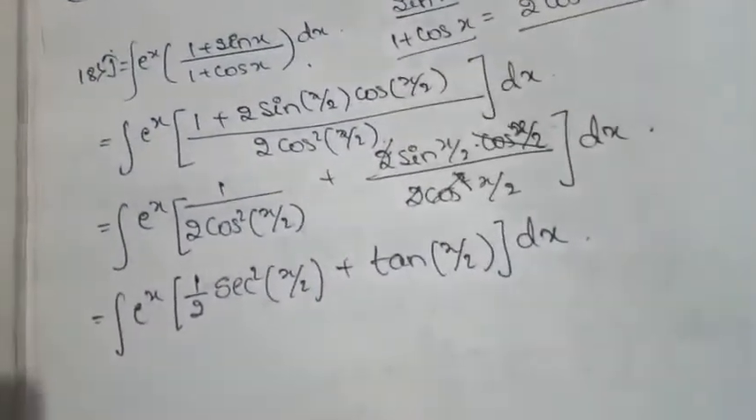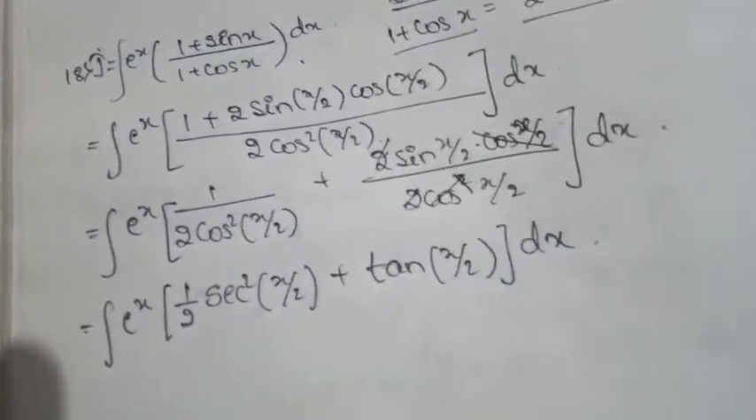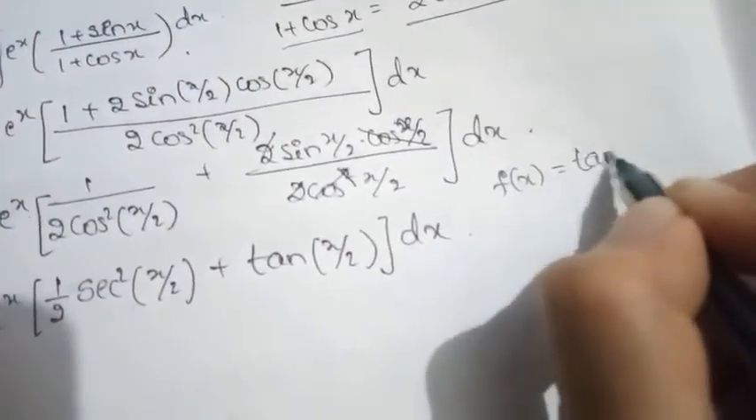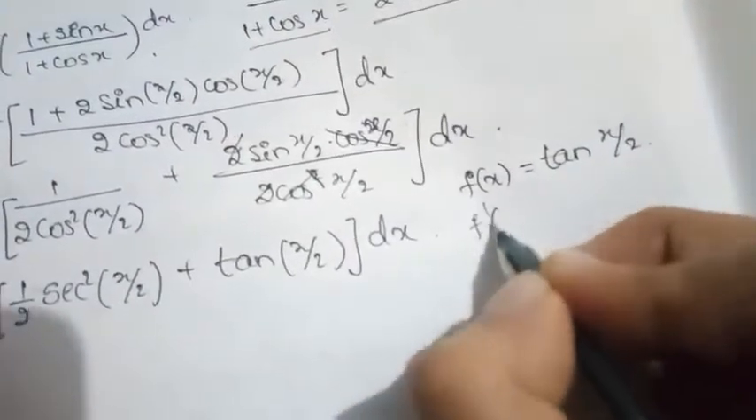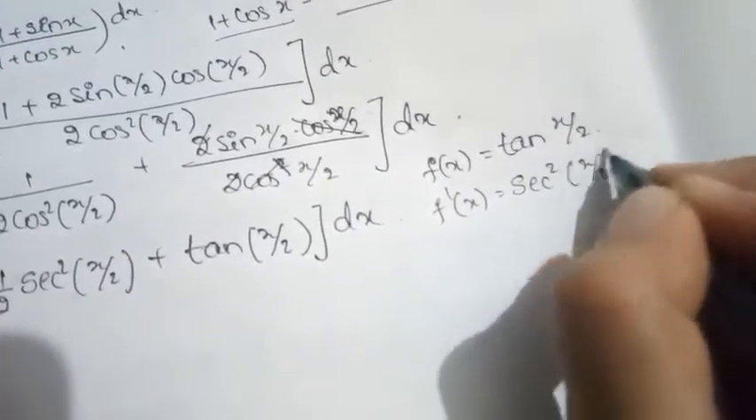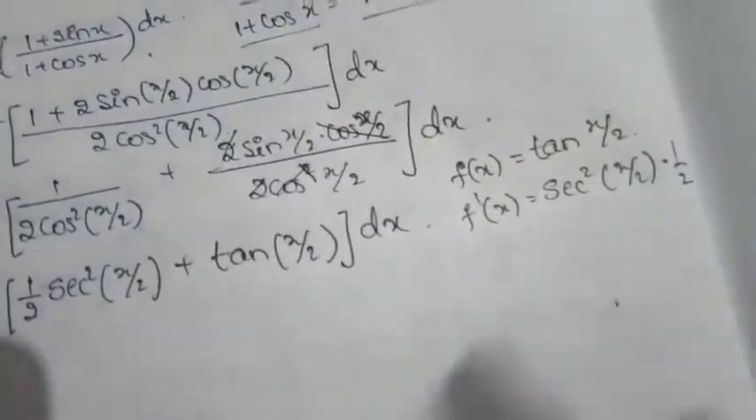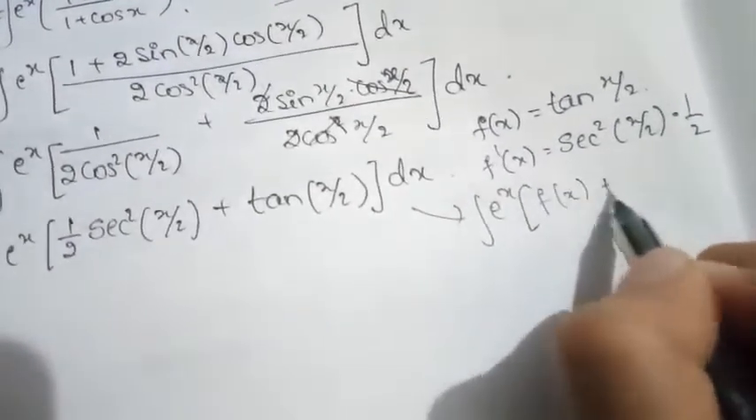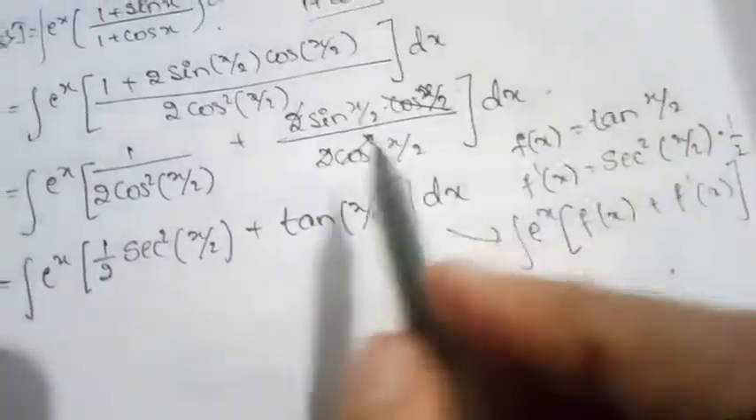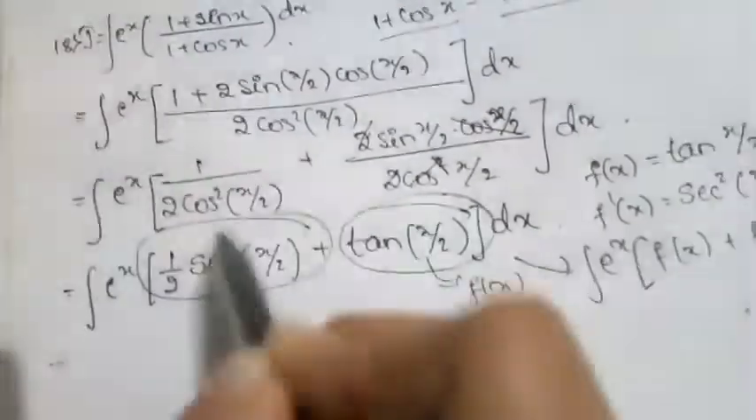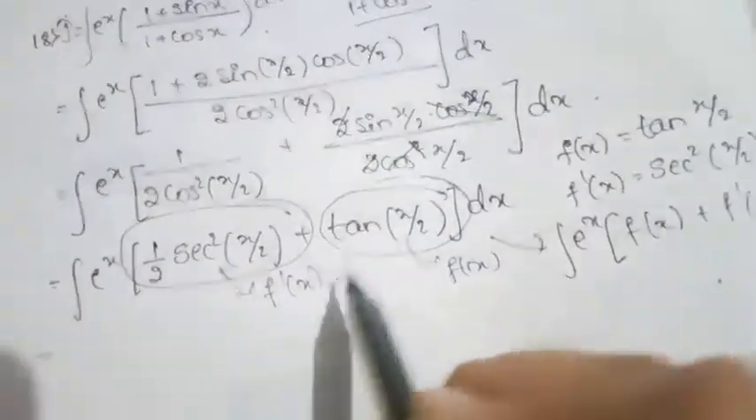So clearly you can see here what is f(x) and what is f'(x). If I take f(x) equal to tan(x/2), what is the differentiation of tan(x/2)? Differentiation of tan is sec²(x/2) into 1 by 2 by the chain rule. So clearly it is in the form of integration of e^x into f(x) plus f'(x), where tan(x/2) is our f(x) and this is our f'(x).